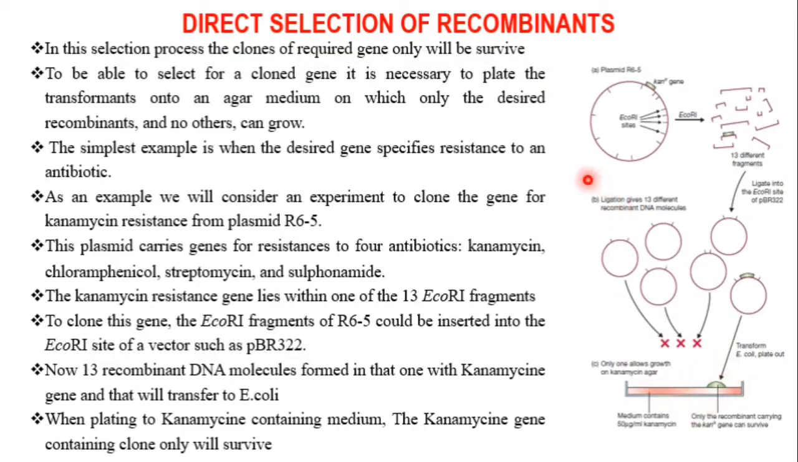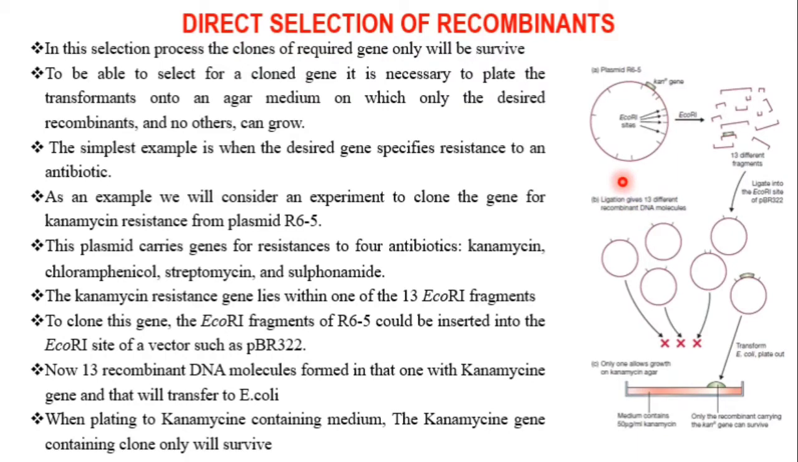In the process of direct selection of recombinant DNA, only the clone containing the desired gene will survive in the selection medium. For that we have to plate the transformants on the selective medium, and that medium only allows the desired DNA product to grow. Others cannot survive.